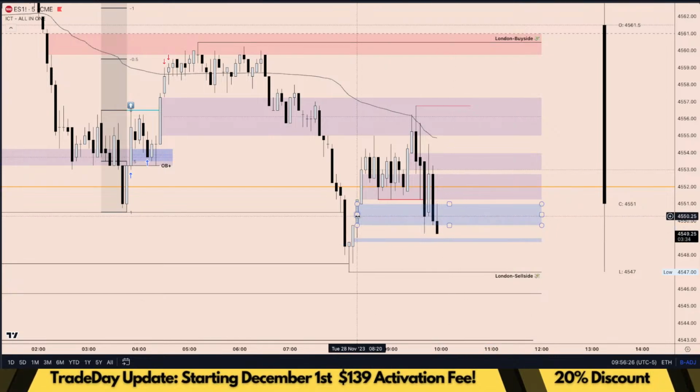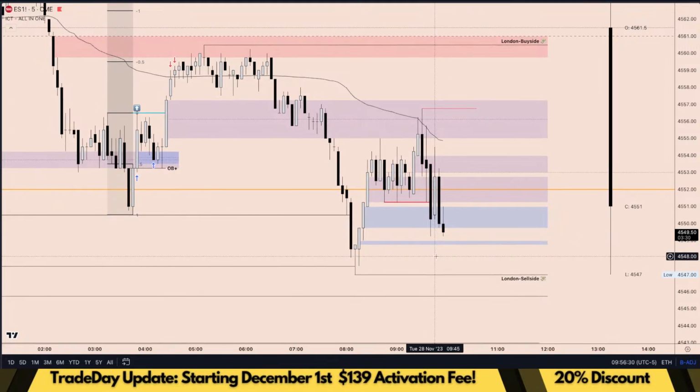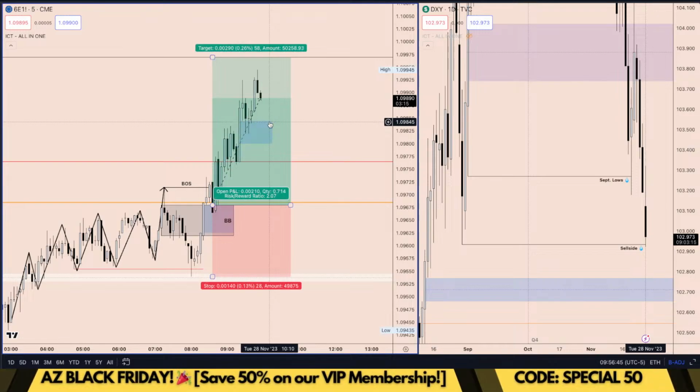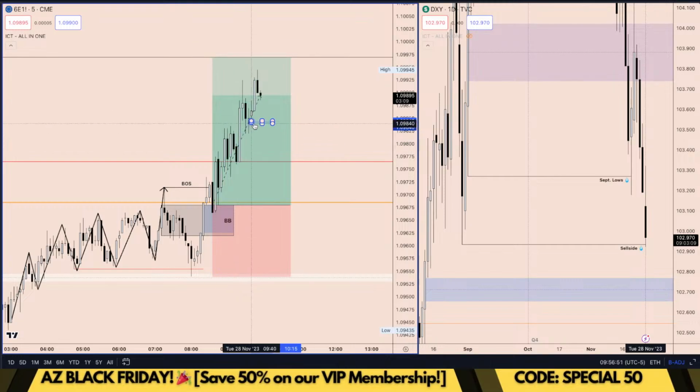Once we close below this fair value gap, I'd have more confidence going for sell side, but I'm missing the proper buy side liquidity sweep. So for me right now, no setup here on ES. Let's focus on our EU tape read into our weekly objective.